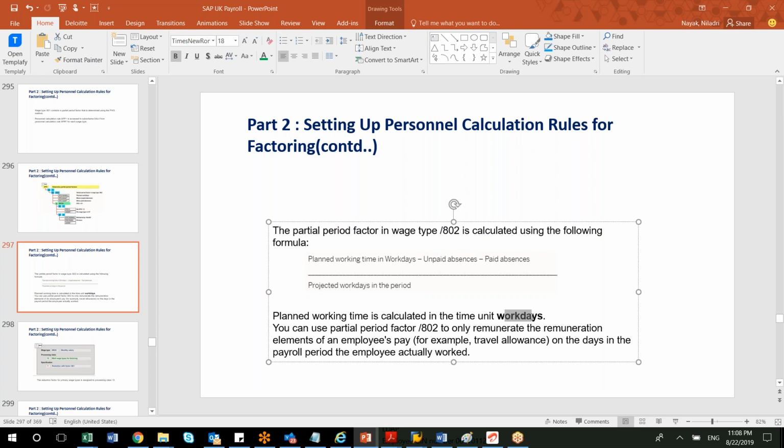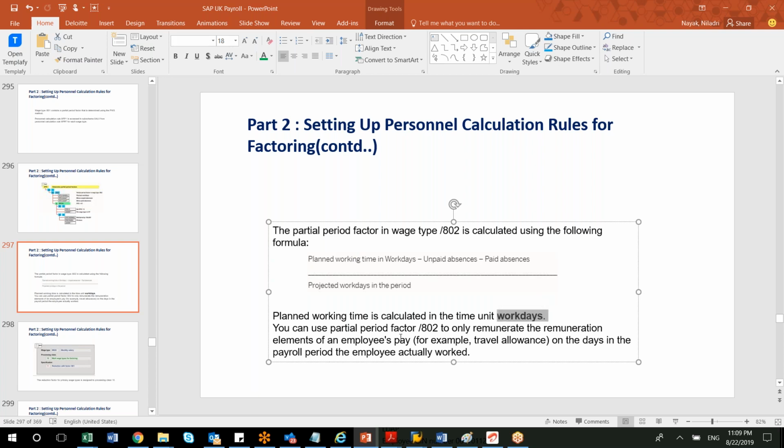So if someone asks what is the difference between /801 and /802, you can mention in a single line: /802 is all about the working days, but /801 is not. /801 is all about the calendar days, all of which it will consider.